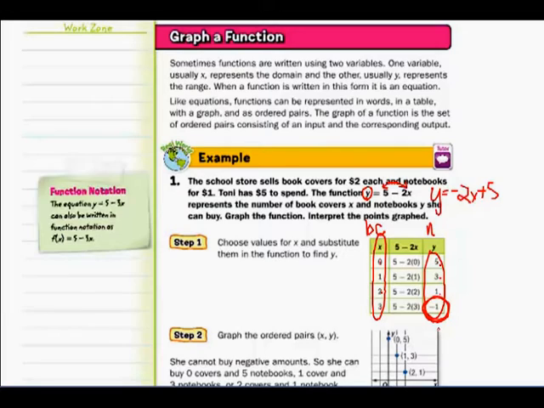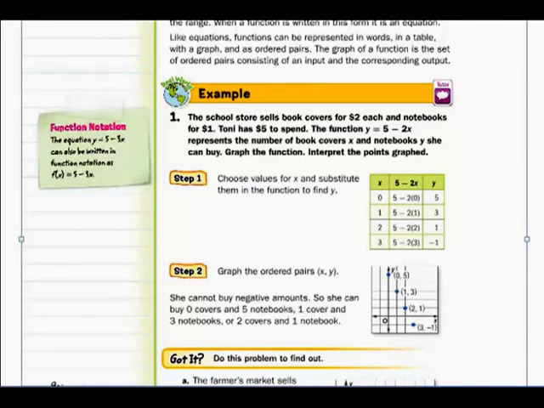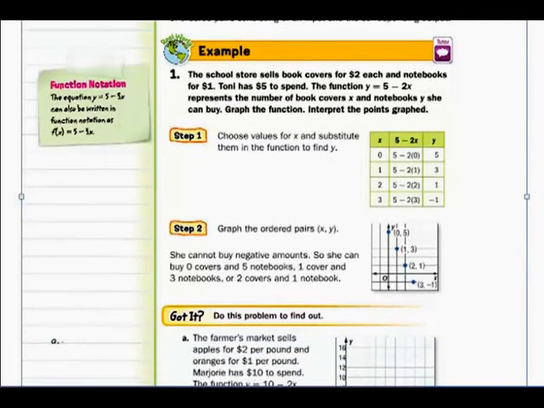So that's the thing that I see whenever it says graph the function, which we can do either way, but then interpret the points graphed. When you interpret the points graphed, that's what it's asking you to do. It's wanting you to say right here, she cannot buy negative amounts, obviously. So she could buy 0 book covers and 5 notebooks. That's what that one is. 1 cover and 3 notebooks, or 2 book covers and 1 notebook. Those are her options. All right. So I want you to try this next one.